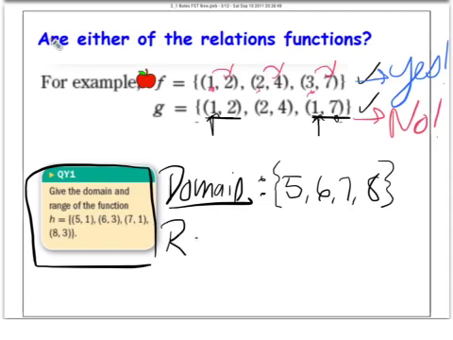The range in this function, be careful. The number 3 happens twice and the number 1 happens twice. You just list them one time, so I would say the range is the number 1 and the number 3.